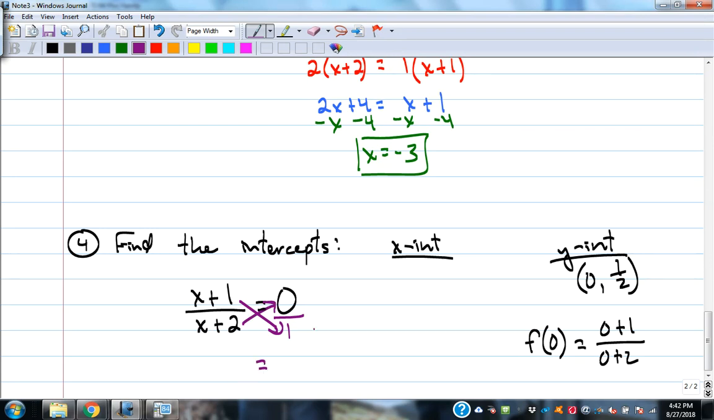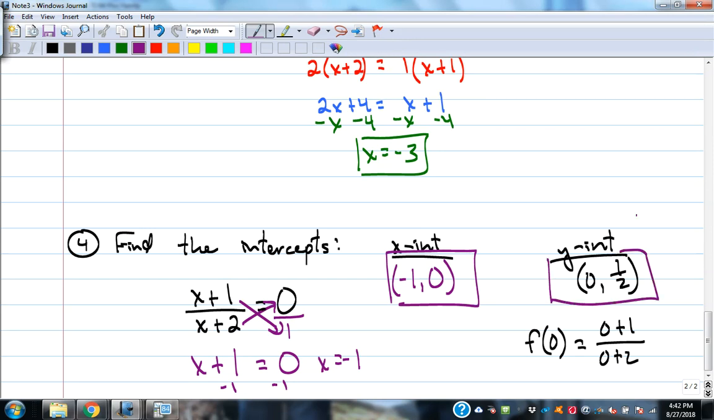The beautiful part is, what's x plus 2 times 0? 0. Anything times 0 just gives me 0 back, right? So that simplifies it to where it's just 1 times x plus 1, which is x plus 1. Subtract 1, x equals -1. So the y-intercept is (0, 1/2). The x-intercept is (-1, 0). That's the only intercepts I have.